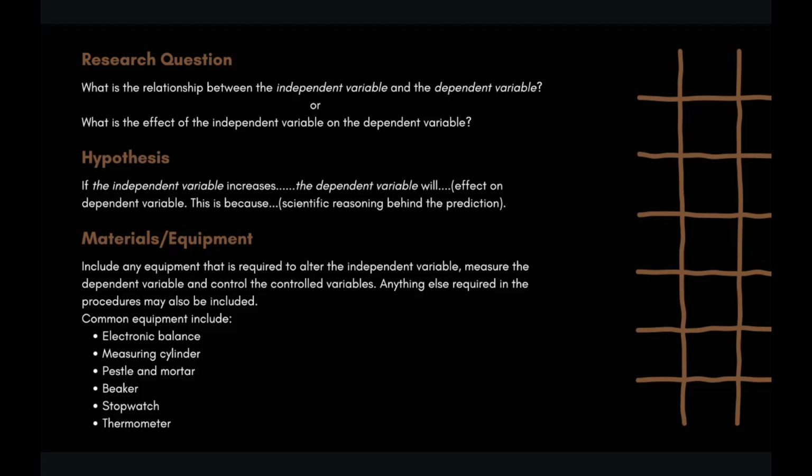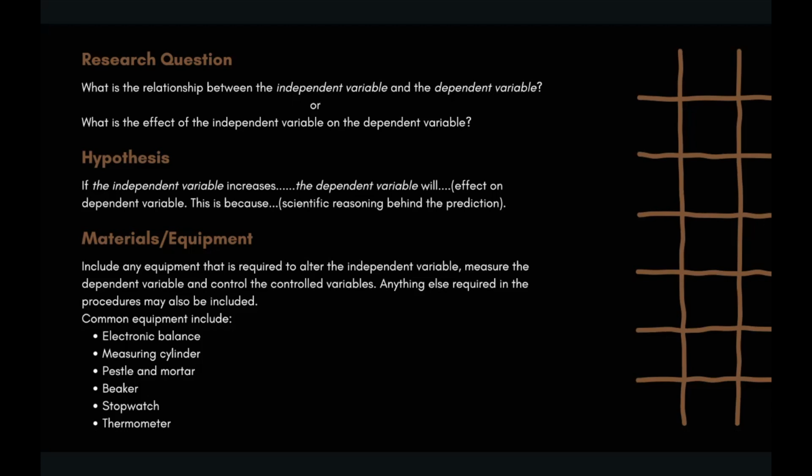And then hypothesis is, so if the independent variable changes in any way, or increases or decreases, whatever, then the dependent variable will increase or decrease. So what's the effect that it has? And this is because you mention a scientific reasoning behind the prediction. Usually hypothesis will be 2 to 3 marks, depending on how much elaboration they want.